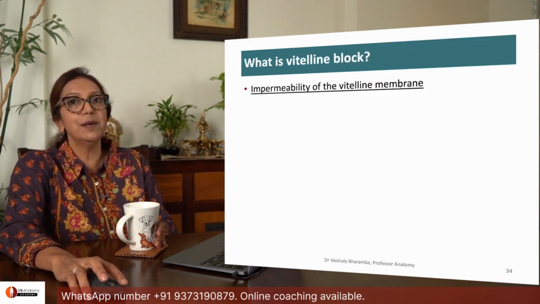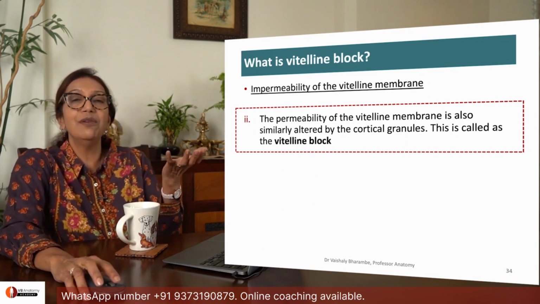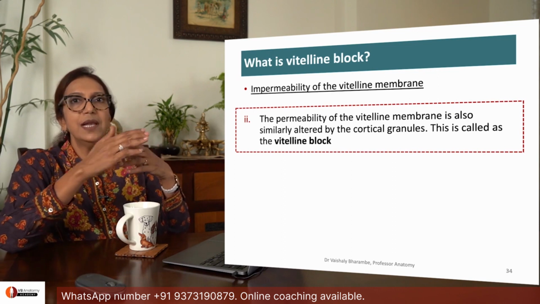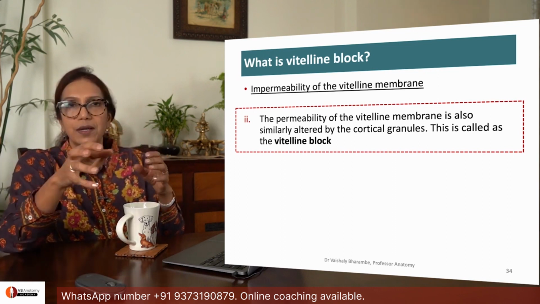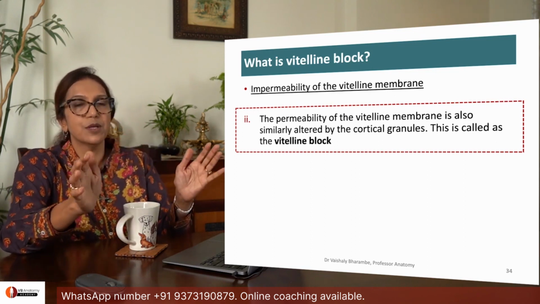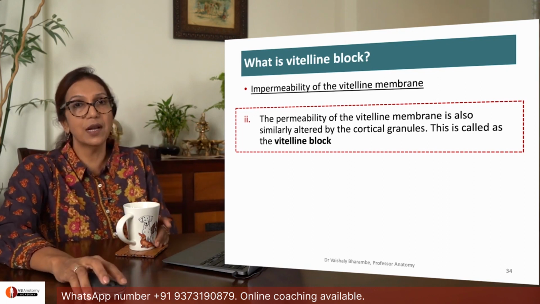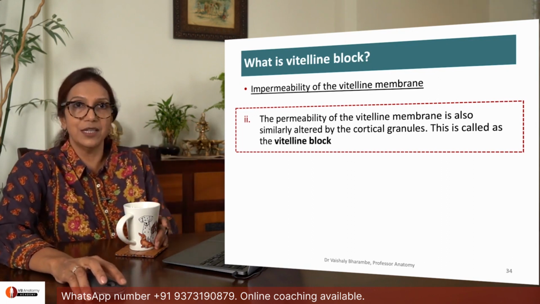A similar impermeability also affects the Vitelline membrane, causing something called Vitelline block. So Zona ne block kar diya, Vitelline ne block kar diya. Zona pellucida has blocked sperms, Vitelline membrane has blocked sperms. Whatever is going to happen only inside the secondary oocyte now. Nobody else can come in and interfere.